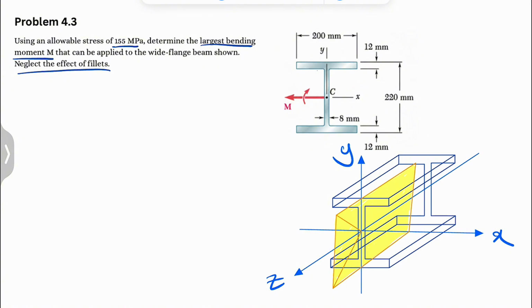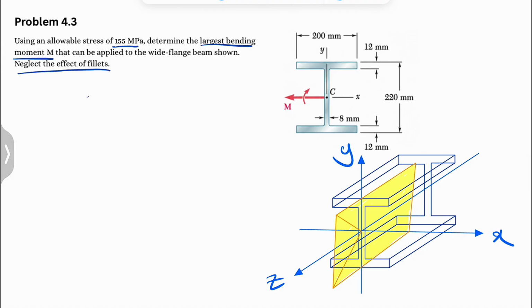The other thing was the last sentence of the question, which is neglect the effect of fillet. In real world beams, the internal corners where the horizontal flanges meet the vertical web are rounded off. We can see in this sketch that they are kind of rounded off. We call these curved joints fillets. And what are they used for? They usually reduce the stress concentration, so the sharp 90 degree corners create a sharp change in geometry and cause local spikes in stress. Rounding them smoothly distributes that internal force. So that's the purpose of the fillet.